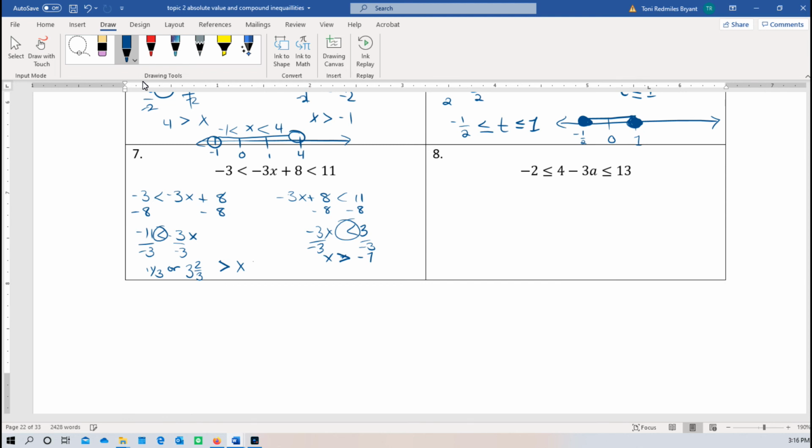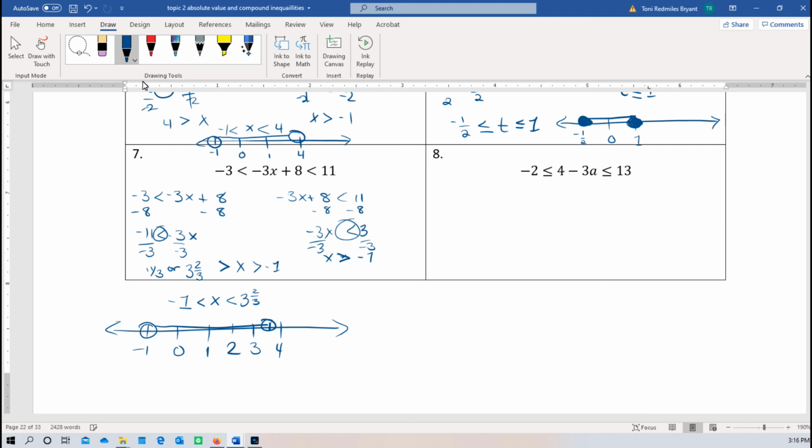So we got a reverse idea here. It's easier to look at it as negative 1 is less than x, and x is less than 3 and 2/3. All right, so I put an open circle, numbers in between.